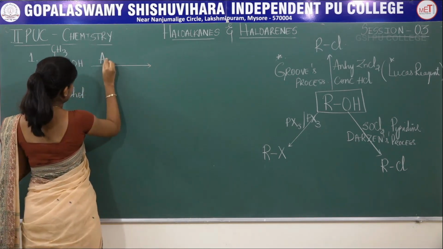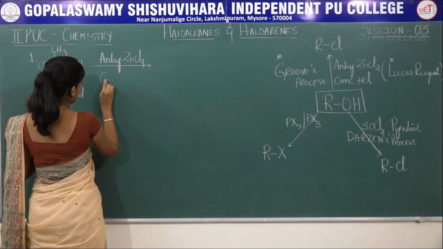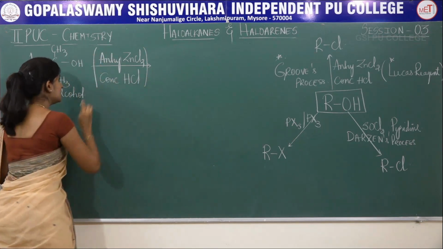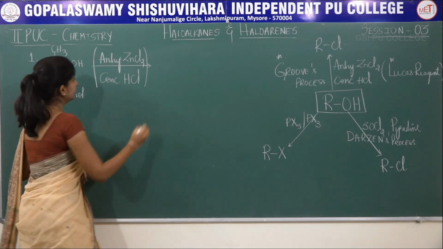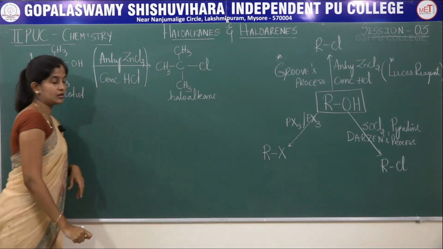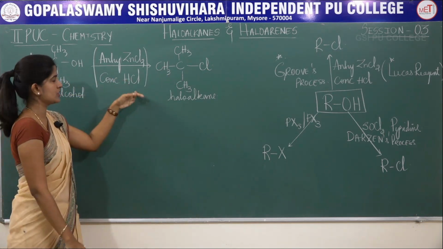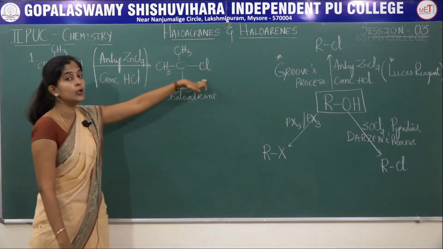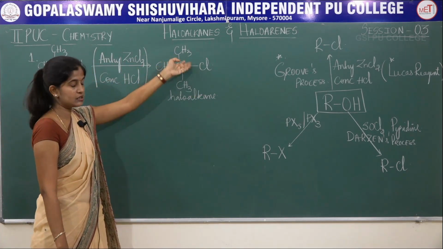Add anhydrous zinc chloride in the presence of concentrated HCl. What do you call this combination? It's called Lucas reagent. You get your haloalkane. So this is the method, the Groves process, wherein you use Lucas reagent to convert your alcohol into chloroalkanes. You get your chloroalkanes.